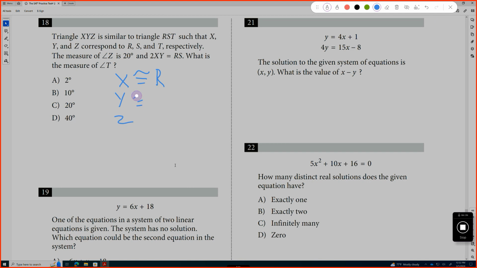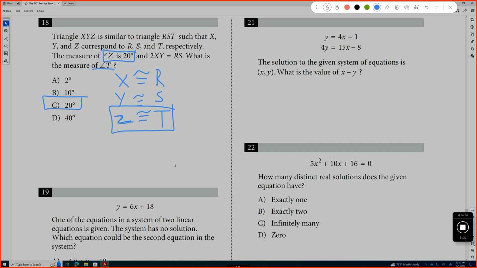When we have similar triangles, the angles are going to be congruent and the sides are going to be proportional. Because they're similar, they have the same shape, and they can only have the same shape if the angles are the same. Otherwise, an obtuse angle is not the same as a right angle, so the angles have to be the same. They give me the measure of Z, which is 20. It matches T, and they're asking for the value of T, so your answer is 20 degrees. That's it.